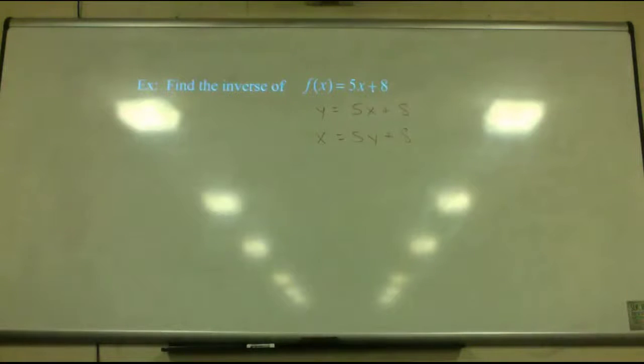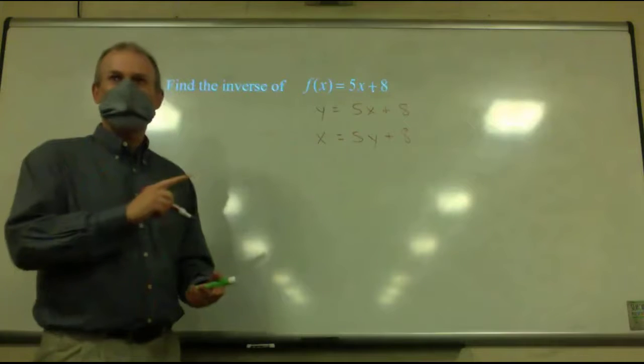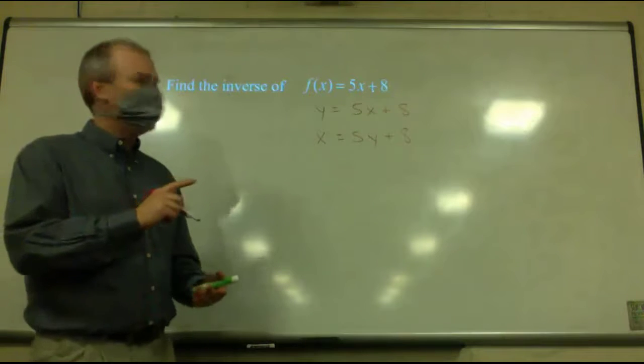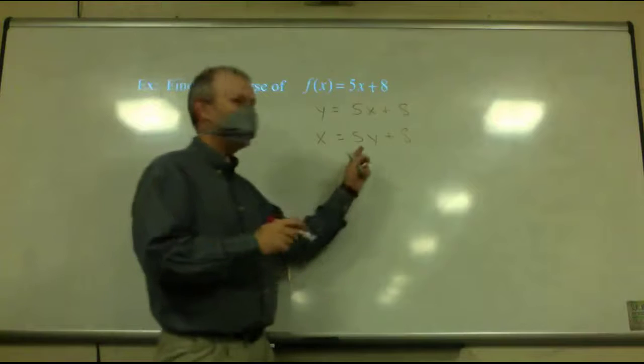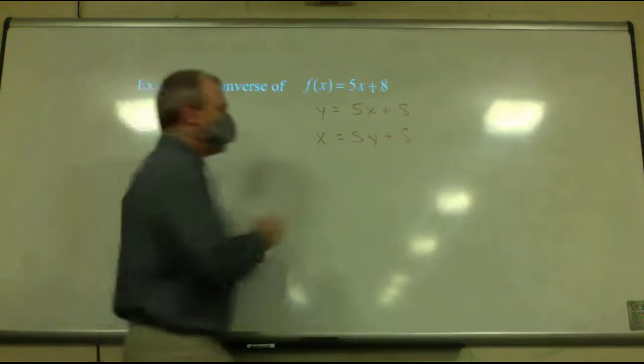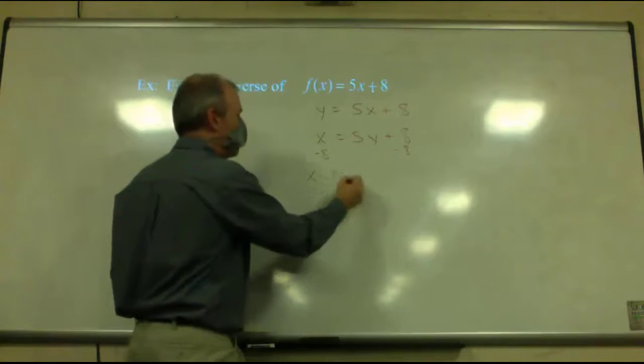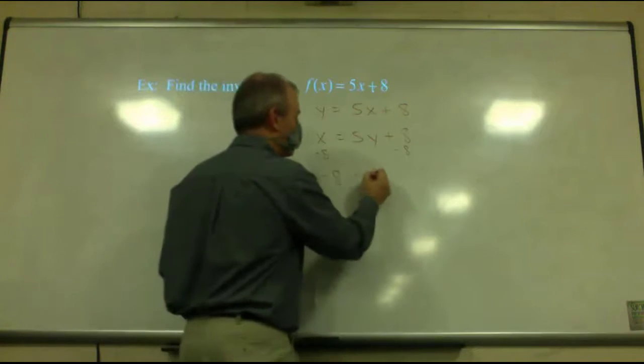Now we have to do the algebra. We have to try and get this y by itself. So what's the first thing we need to get rid of if we're trying to get the y by itself? Not the 5. The 8. We get rid of the outer layers first. We're going to get rid of this 8. Subtract the 8. So now we have x minus 8. Can't do anything with it. Just leave it as x minus 8 equals 5y.